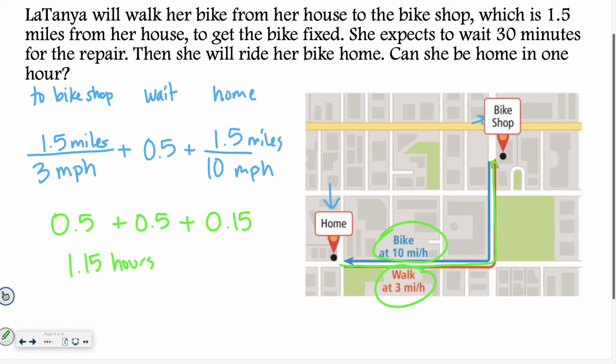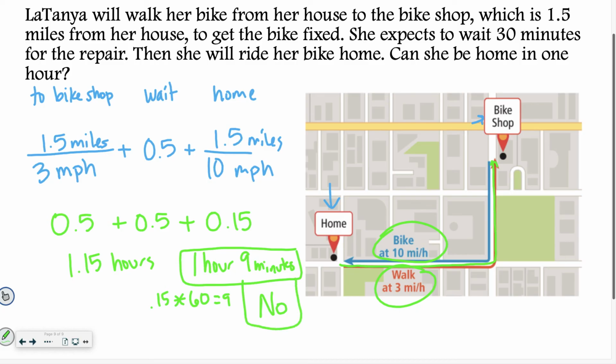So she can't make it within the hour because it will take her more than 1 hour. And if I do 0.15 times 60 to find the minutes, I get 9. So 1 hour and 9 minutes is how long it takes her. So the answer would be no. Okay. So you have to add up all of the different segments of her journey. If you have questions on that, please be sure to ask for some help. But if not, I hope you have a wonderful day.